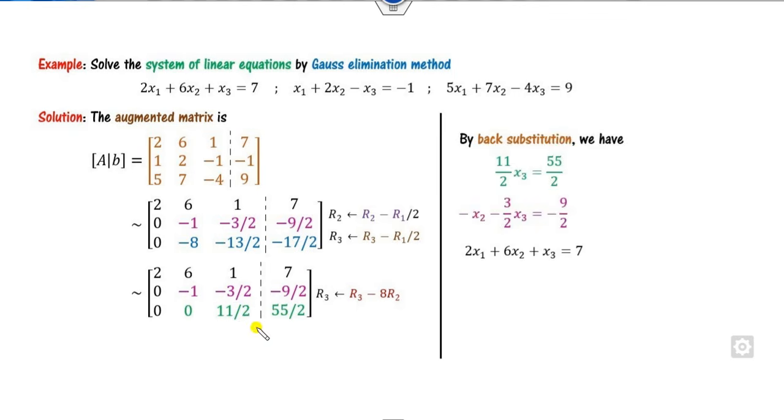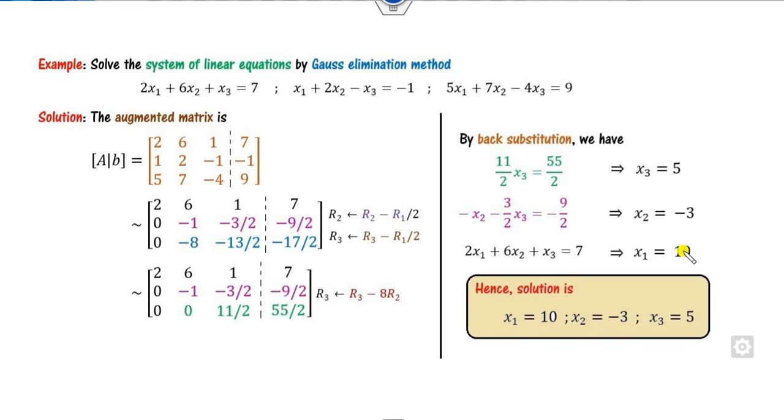back substitution method. 11 by 2, because this is my x3, this is my x2, this is my x1. 11 by 2 x3 is my here, minus 1 x2, minus 3 by 2 x3, and here. So from this you can find the value of x3 is my 5. I can substitute this value here. We can find the value of x2. I can substitute x1, x2 and x3 in here. You will get this is the required answer.